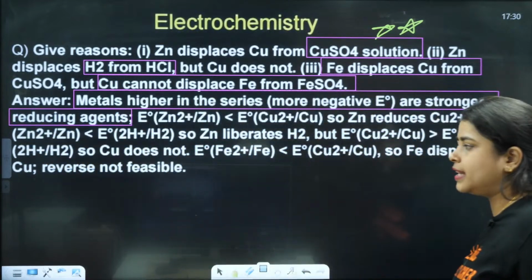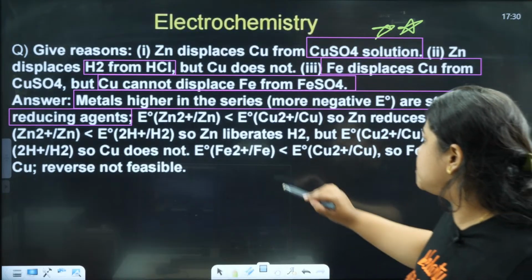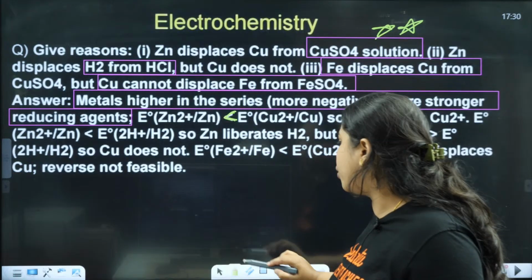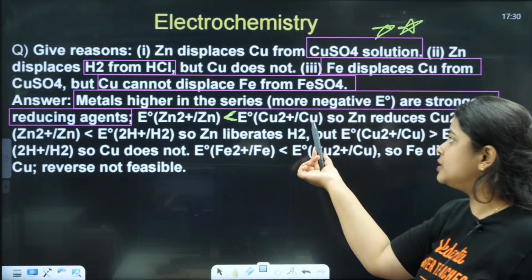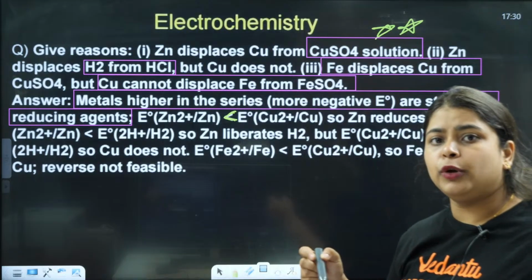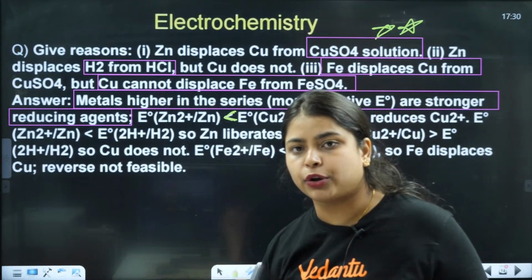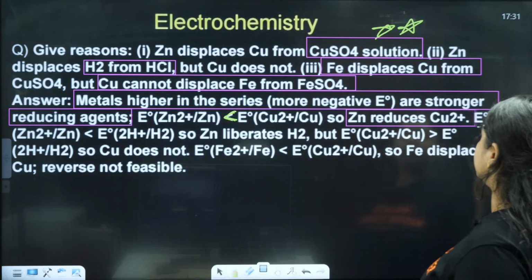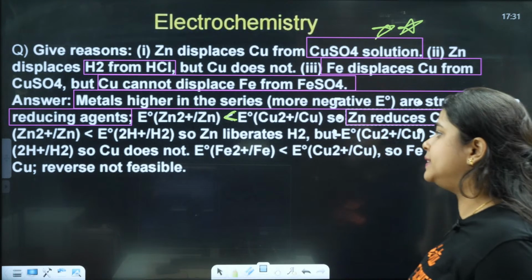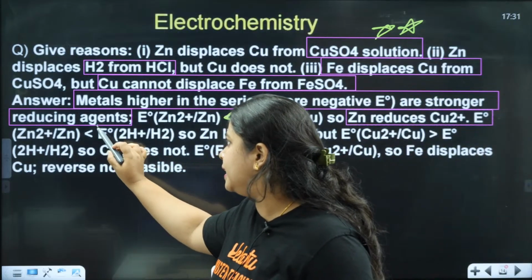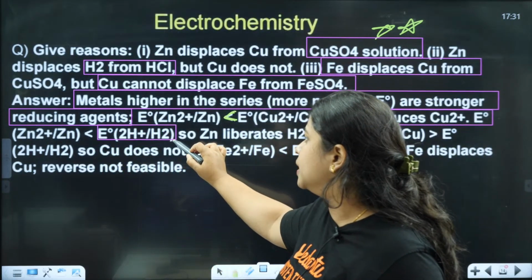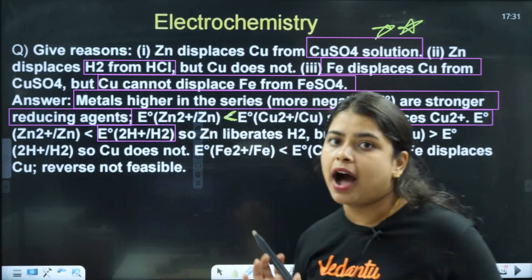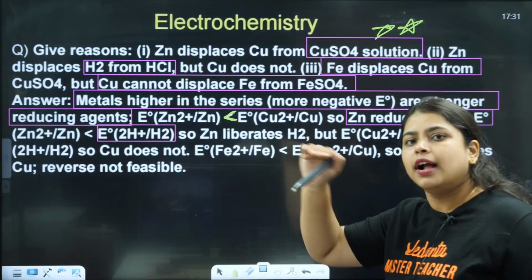And this E naught, that is Zn2+ or Zn, which is being taken, which is less than, okay? This is very important. Less than E naught Cu2+ or Cu. Copper is giving 2 electrons. So then what happens? Zn will reduce. The E naught value becomes less.